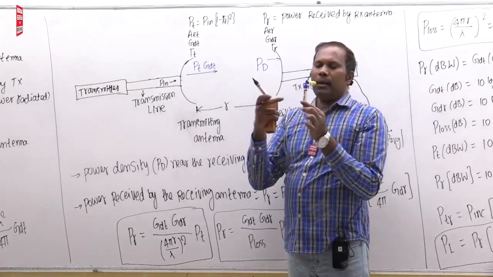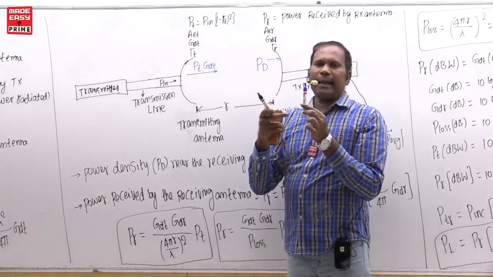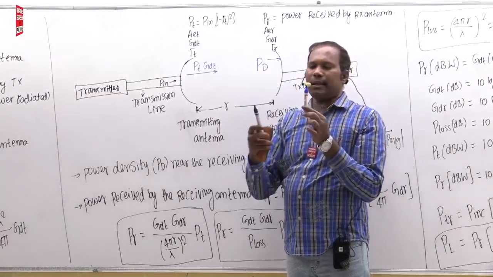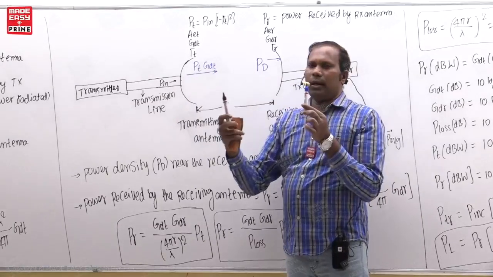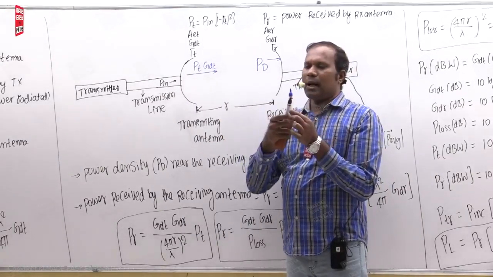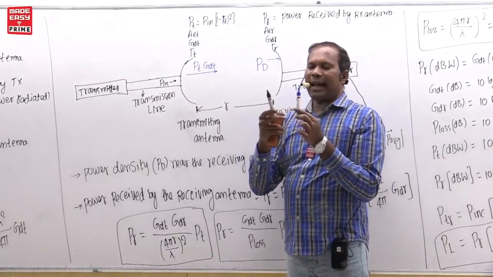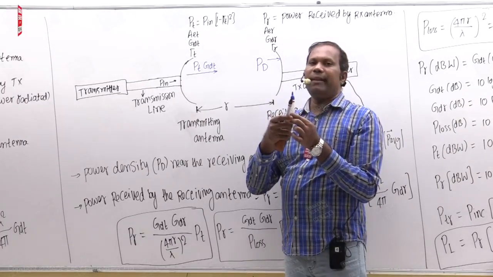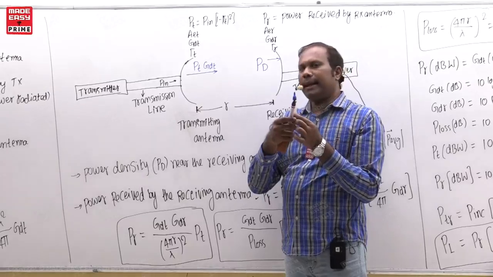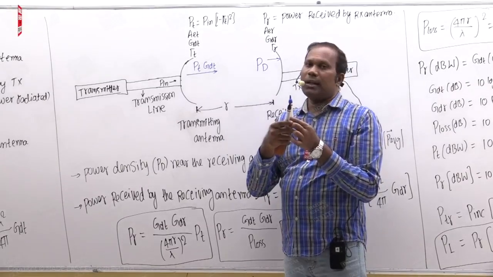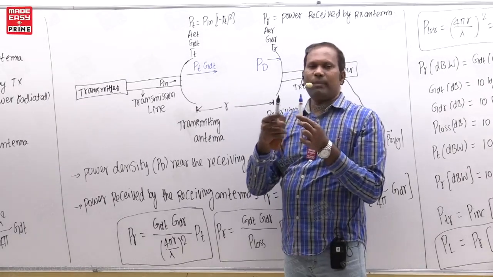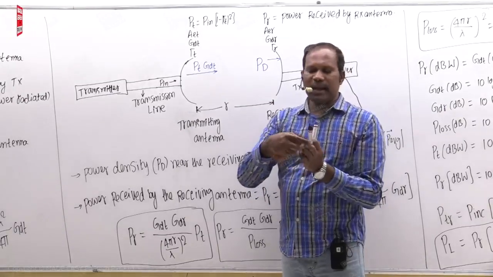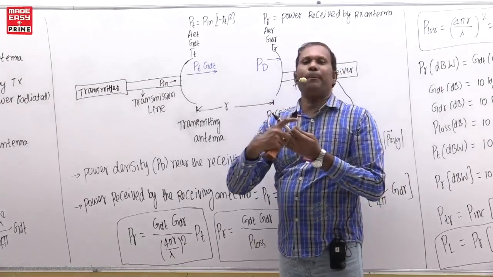For example, the receiving antenna electric field is in this direction, and the incoming EM wave electric field is like this. Now this receiving antenna cannot receive the signal completely because the electric field directions are mismatched. Electric field direction is called polarization. So there is a polarization mismatch. Then the polarization mismatch angle is called theta p.